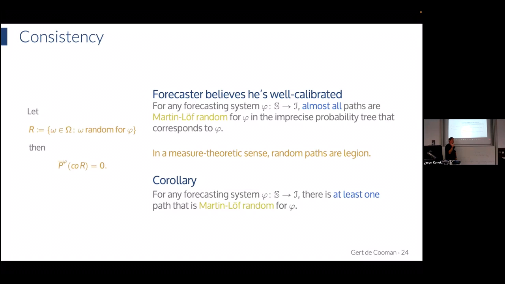There's a corollary that we will need for this, and it is that since there are infinitely many, there's always at least one. So take any forecasting system, any way of assigning intervals to each of the nodes in the tree, that is a forecasting system. Then there's always at least one path that is random for that forecasting system, that is well calibrated, that satisfies the randomness condition. So what does calibration mean?